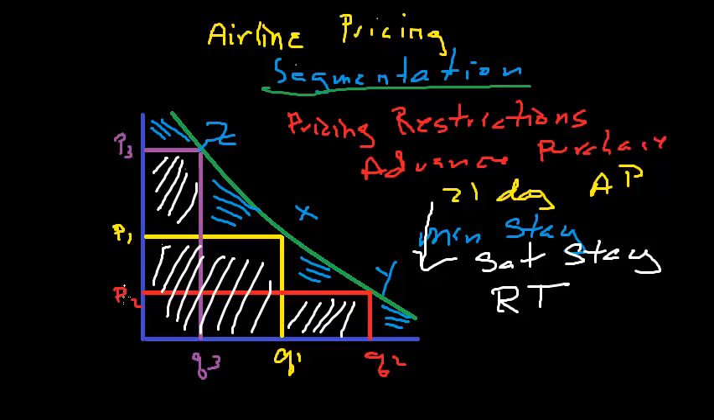So to qualify for the lowest fare in the market, the P2 fare, the customers would have to meet the highest restrictions. They'd have to purchase their ticket 21 days in advance, stay over Saturday night, and then purchase a round trip. In this way, the airline is attempting to capture the segment of the market that's very price sensitive and keep those customers who are less price sensitive on this portion of the demand curve from purchasing those tickets.